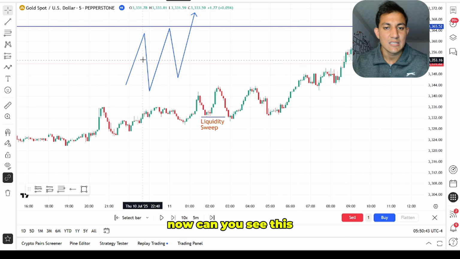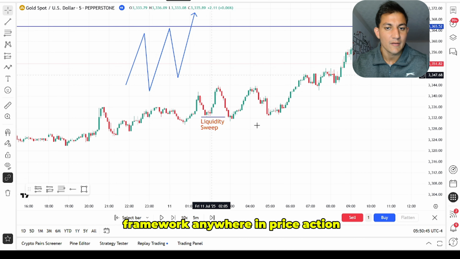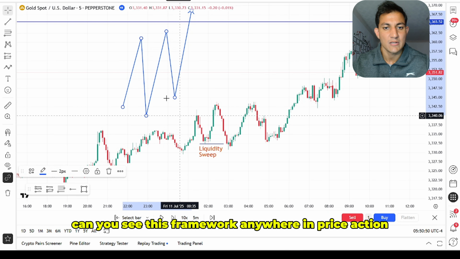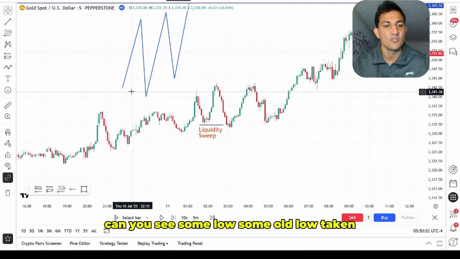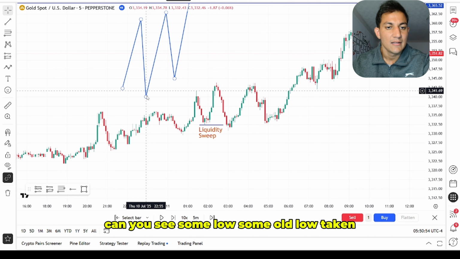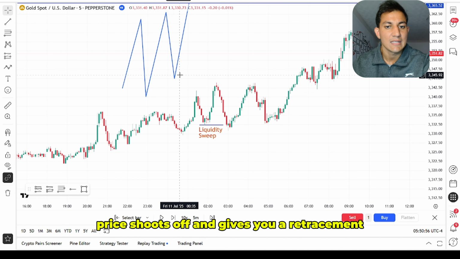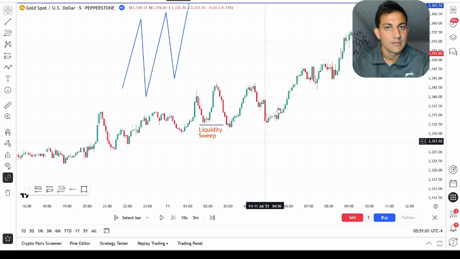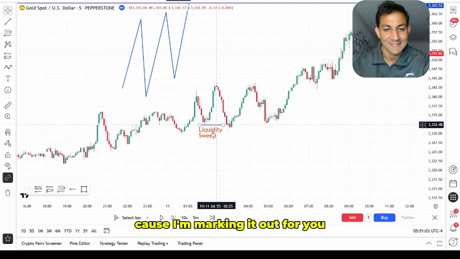Now, can you see this framework anywhere in price action? I mean, it's a bit clearer, right? Can you see some old low taken, price shoots off and gives you a retracement? Can you see that anywhere in price action? Should be able to see it, right? Because I'm marking it out for you.